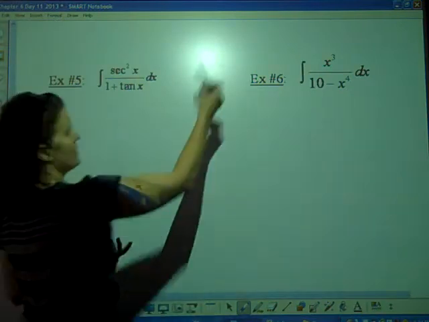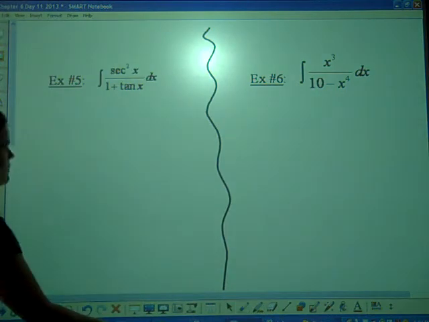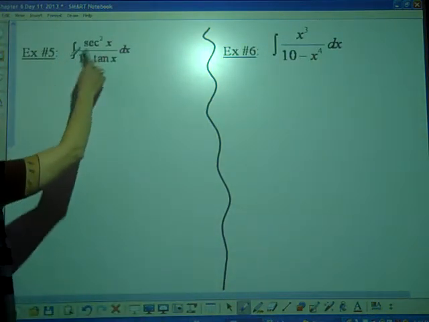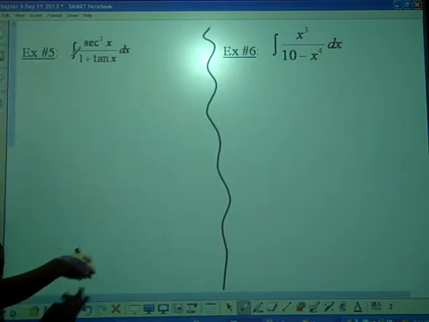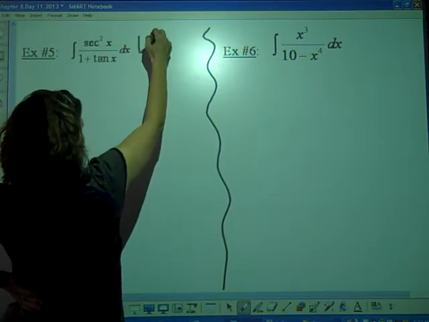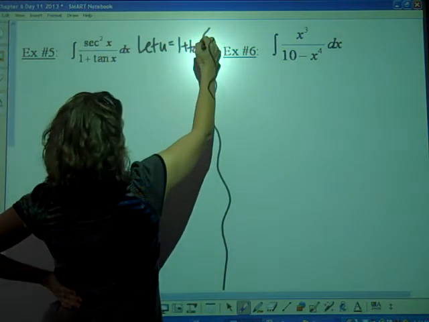Let's go ahead and try example 5 and 6. If you're feeling comfortable, you can totally try this on your own. We have the integral of secant squared over 1 plus tangent of x dx. Okay. Try to integrate. Not going to be able to do much all on its own. And so we're going to go ahead and let u equal our denominator, 1 plus tangent of x.